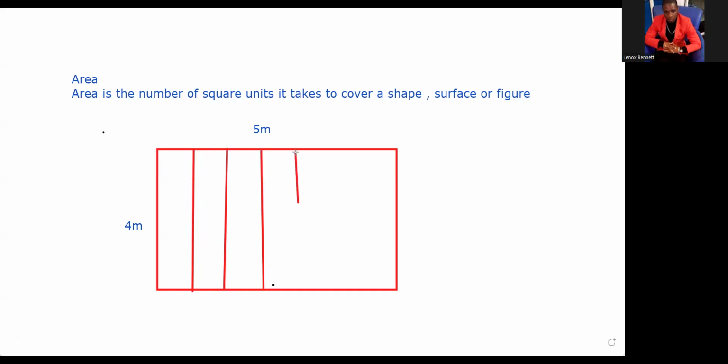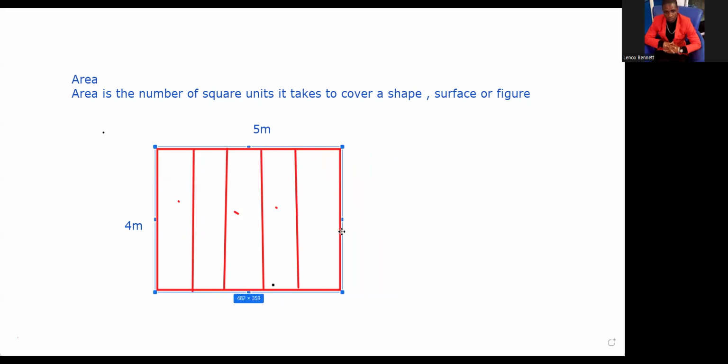As in 1, 2, 3, 4, 5. Yeah, because it's supposed to be 5. Alright, continue. And now horizontally, we're going by 4, so four lines.